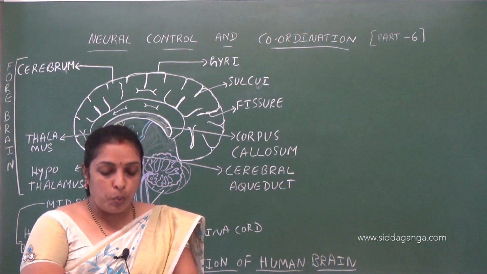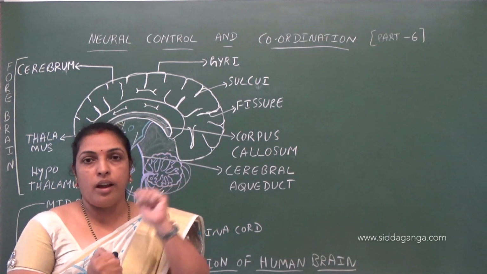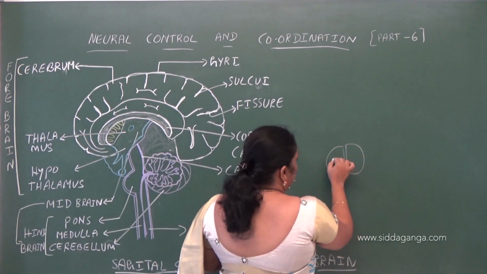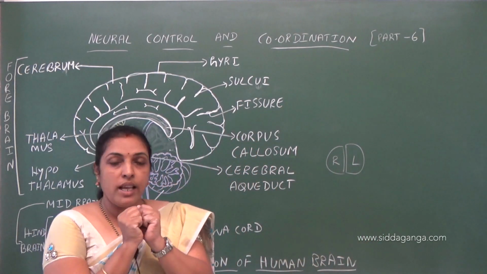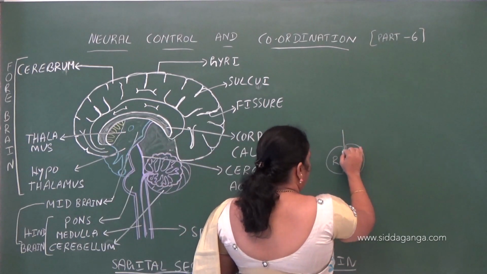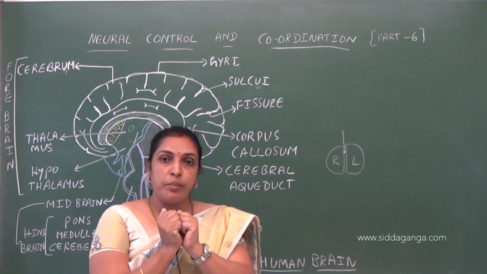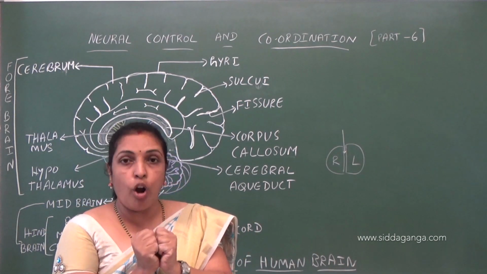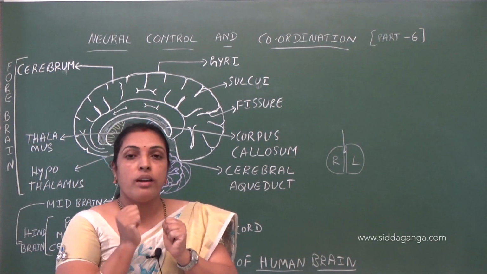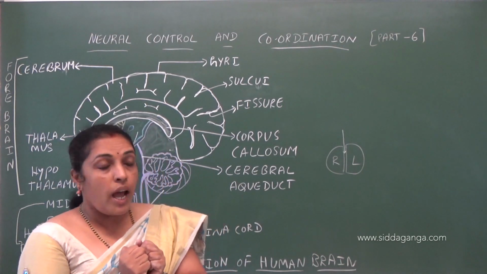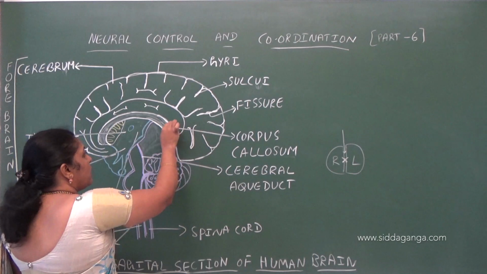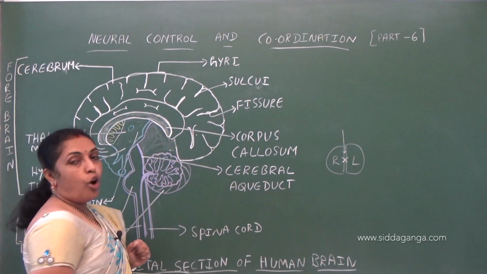The cerebrum is divided into 2 parts, the right cerebral hemisphere and the left cerebral hemisphere. These 2 cerebral hemispheres are divided by a deep median longitudinal fissure. That fissure separates the cerebrum into the right and left cerebral hemispheres, and these 2 are interlinked. They are connected to each other by a structure called the corpus callosum.